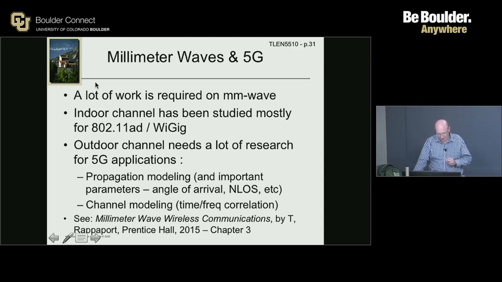And those channel models will have a lot to do with time and frequency correlation, with a bunch of other aspects that we don't understand well outdoors yet. Especially if you have time, read chapter 3 of that new book by Rappaport on millimeter wave wireless communications. It goes over a number of papers that have already published things on that, the limitations, and what needs to be researched further. Very interesting.